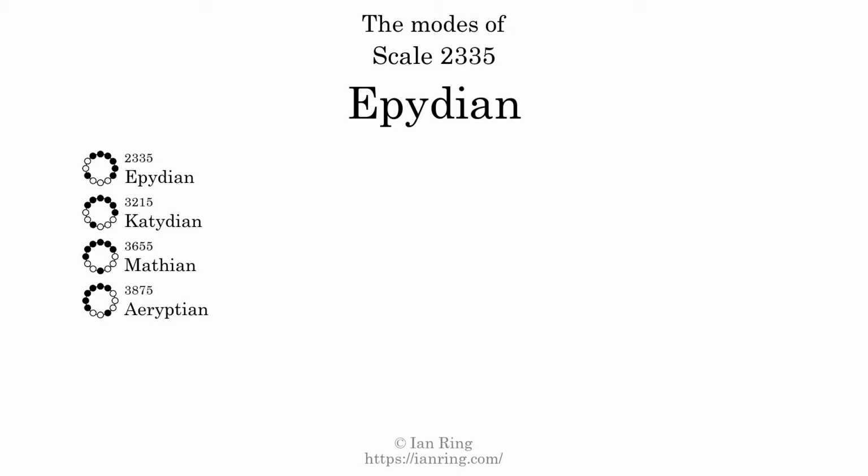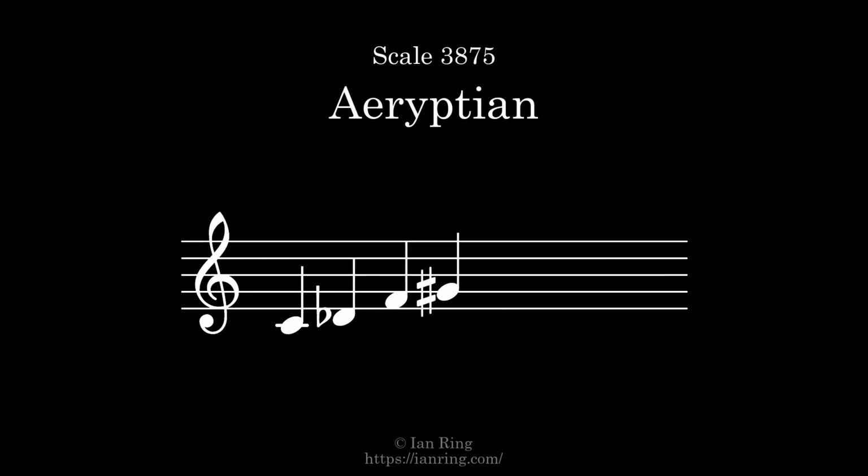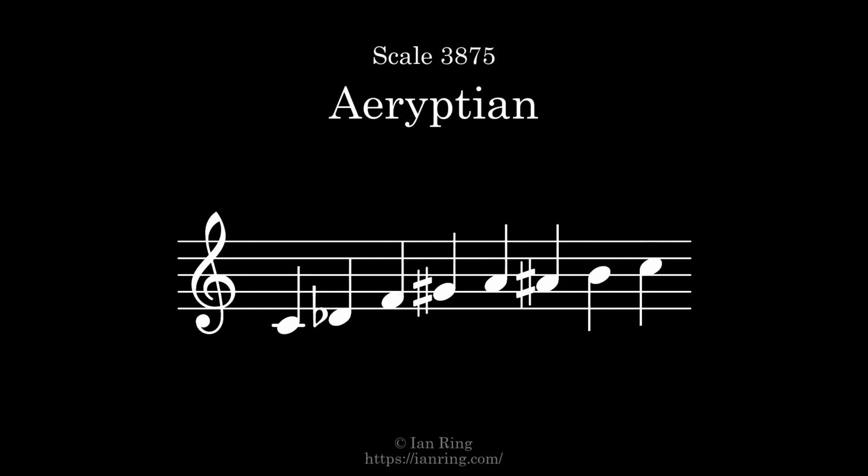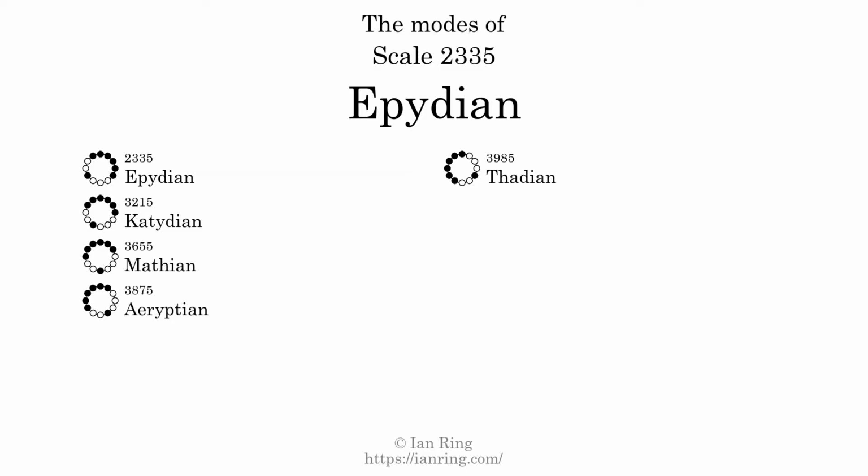The fourth mode is scale 3875, also known as Egyptian. It sounds like this. The fifth mode is scale 3985, also known as Epydian. It sounds like this.